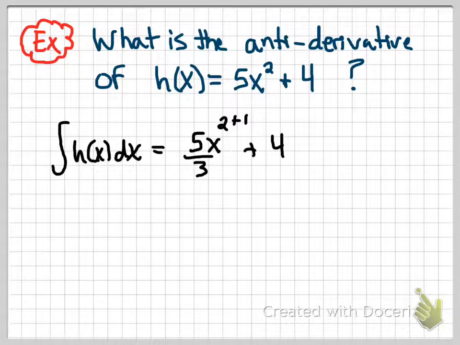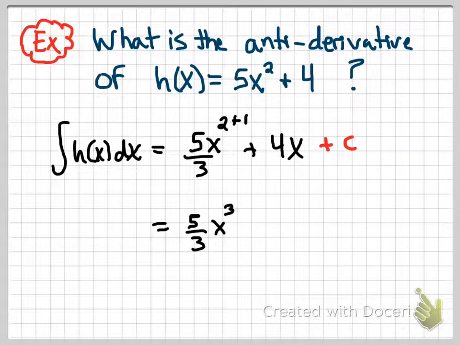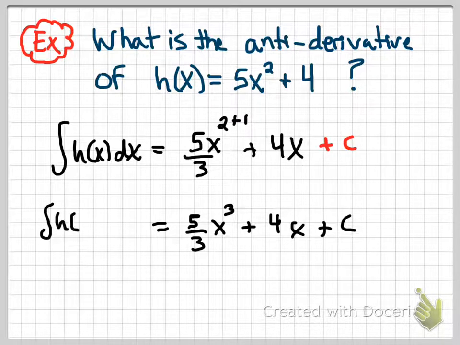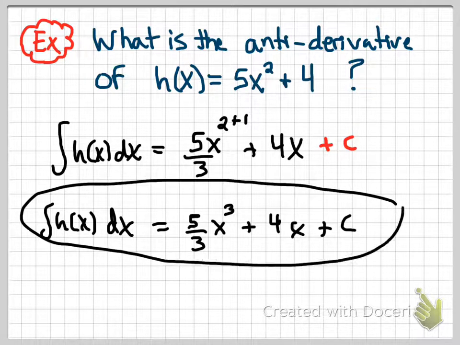Now, plus 4, we're going to antiderive. So thinking backwards, what would derive down to just give you the answer of 4? So I'm thinking 4x. Remember, the derivative of 4x is just 4. So we're going to put a little 4x there. But then we also have to remember to add our plus c, our constant. So technically this is the answer, but I'm going to clean it up to 5/3 x cubed plus 4x plus c. And it equals the antiderivative of h of x dx. And that is my answer.